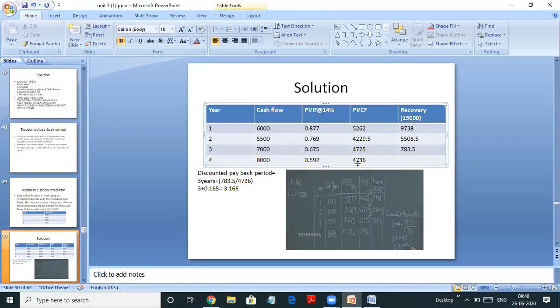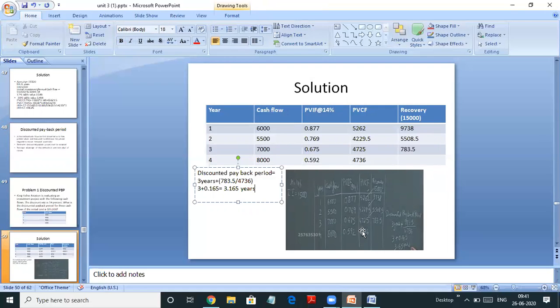In the fourth year, the cash flow is 4,736, but I just want 783.5. So I need a proportion of the fourth year, not the entire fourth year. So how do I find the proportion? Whatever you want to recover, that is 783.5, you need to divide it by the entire fourth year cash flow, 4,736. You will get the proportion as 0.165. So you need 3 plus 0.165, which is 3.165 years. So this is the period.